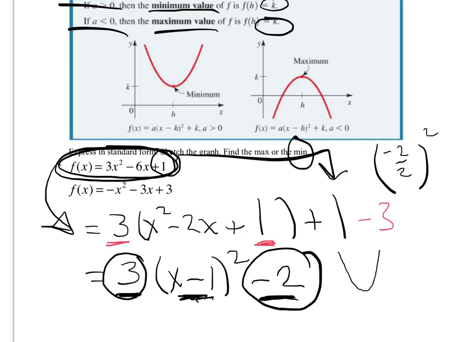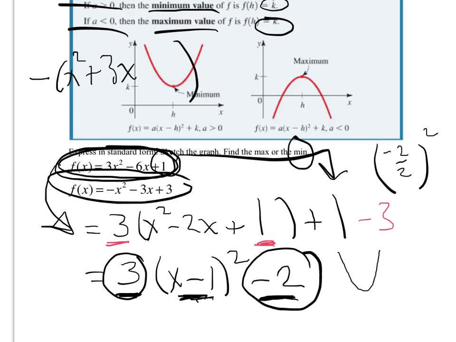I will just get you started on the next one. For the next one, all you have to do is take this function, minus x squared minus 3x plus 3, and factor out that negative symbol. So you have a negative (x squared plus 3x), and you're going to complete the square on that. And this plus 3, leave that completely out of the picture. Just put it right out there. The only other difficulty on this is that this 3 is an odd number.